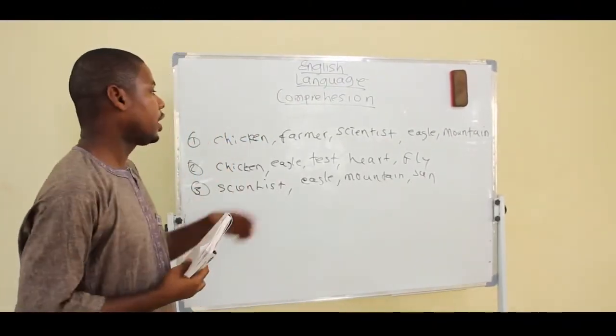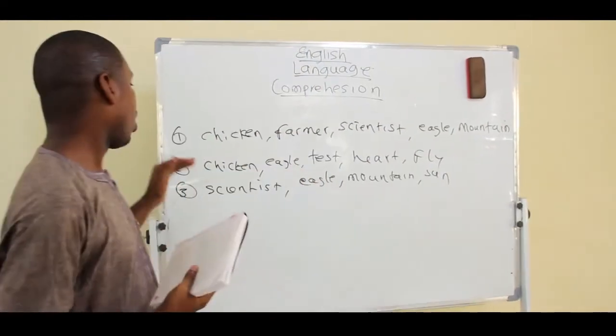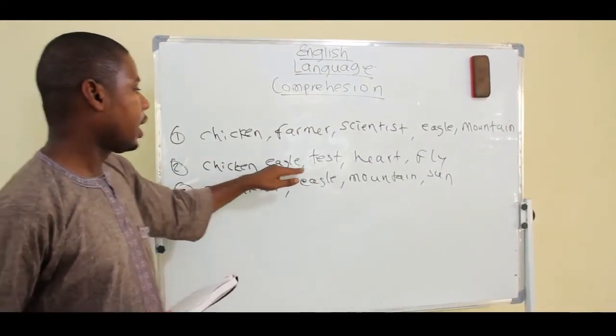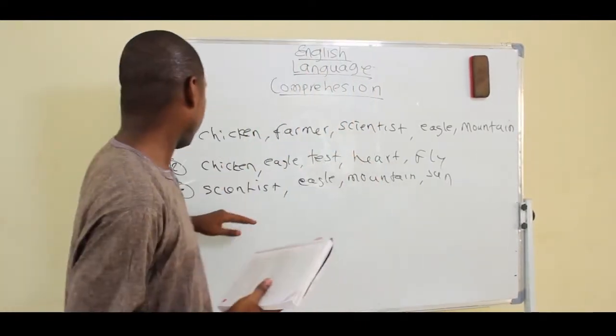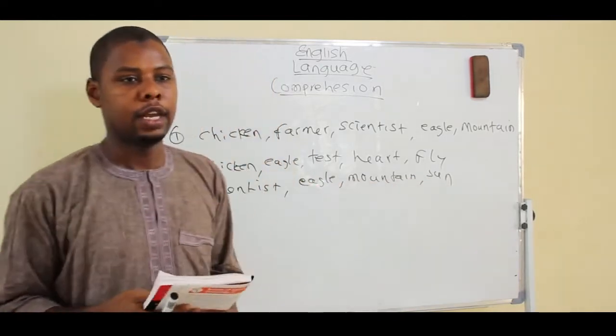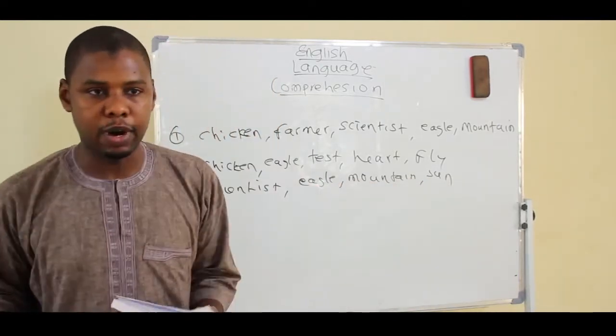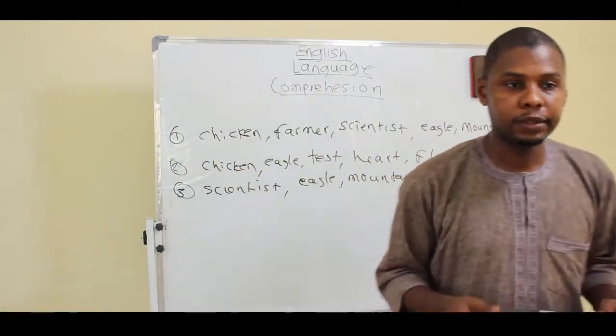Number 1, chicken, farmer, scientist, eagle, mountain. Now, option number 2, chicken, eagle, test, heart, fly. And option number 3, scientist, eagle, mountain, and sun. Now, which one do you think best summarizes the passage? Yes?